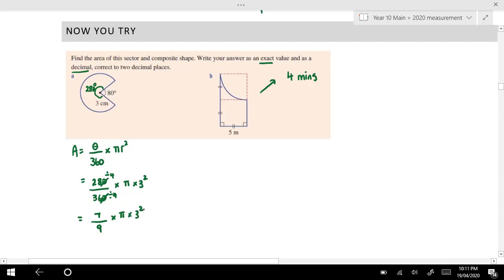3 squared. Now, 3 squared, of course, is equal to 9. So, isn't this marvellous? Look at those 9s. They're going to cancel out because, of course, we're going across. We can do that. We can cross simplify. So those 9s are going to cancel out. So the answer is just 7 pi. And, of course, if you're asked to do it also to 2 decimal places, you can do so.